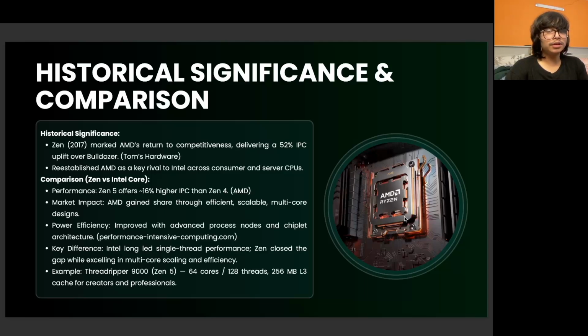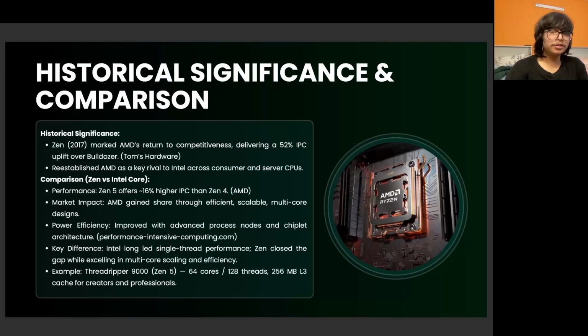This leap in efficiency and performance finally made AMD competitive with Intel again. In later generations, Zen continued to evolve, improving IPC, power efficiency, and memory bandwidth. When compared to Intel's Core architecture, Zen generally offers better multi-core performance and higher performance per watt, largely due to its modular design and efficient manufacturing on TSMC's 5 and 4 nanometer nodes.